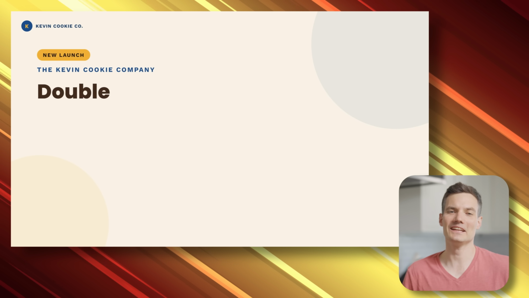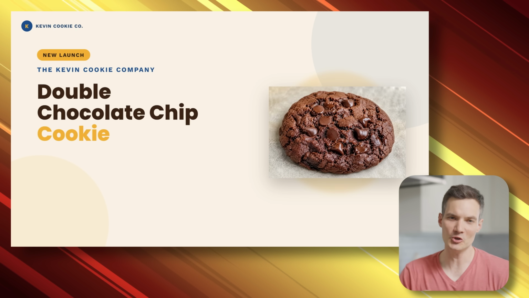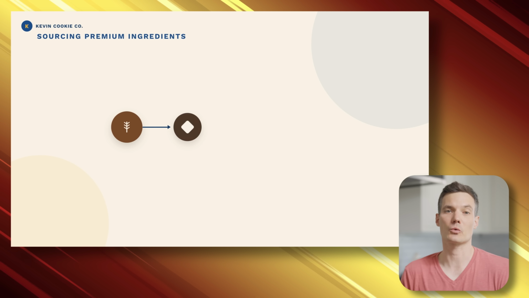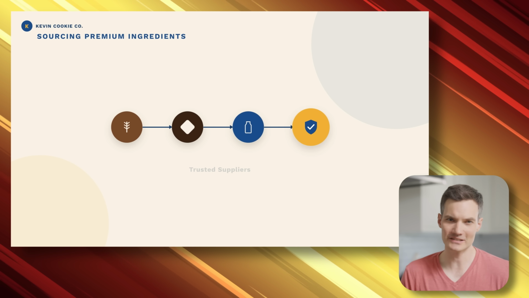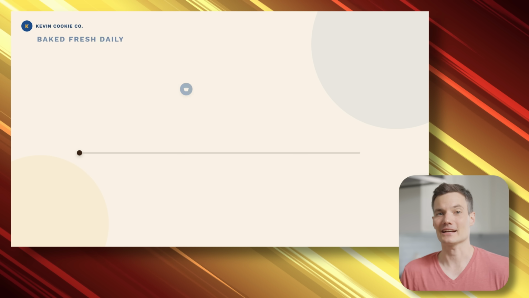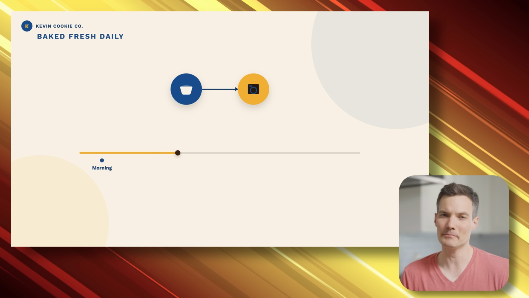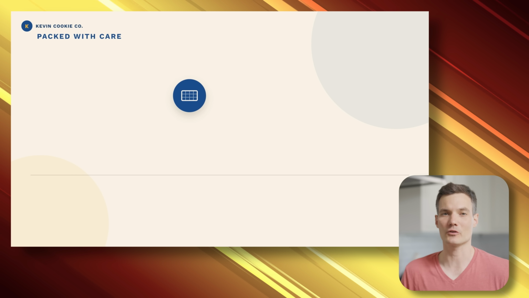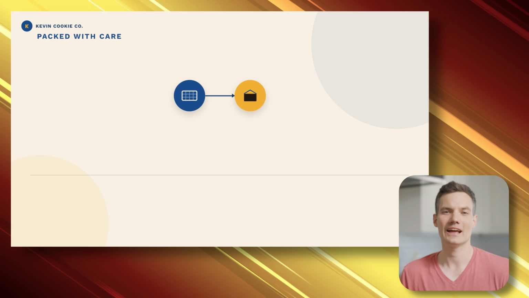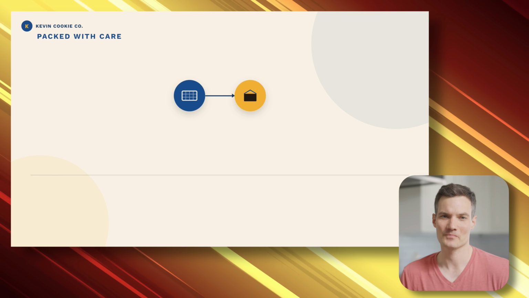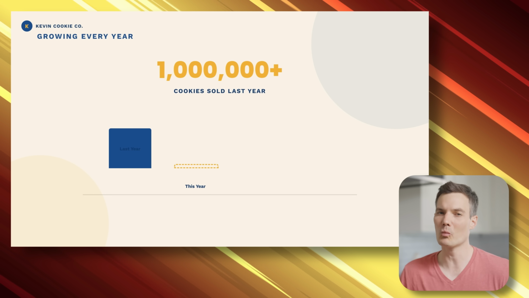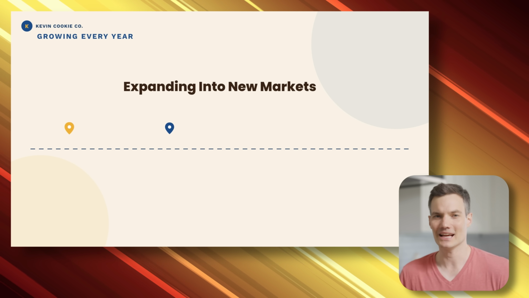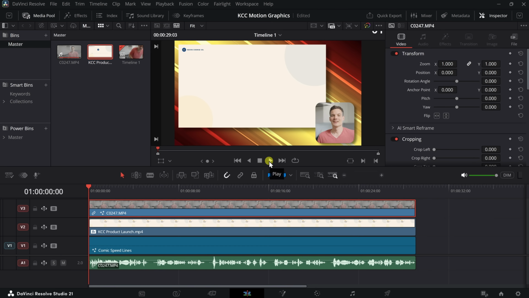Kevin Cookie Company is getting ready to launch our new double chocolate chip cookie. Before launch, we source premium ingredients from trusted suppliers. Next, our bakers mix the dough and bake each batch fresh throughout the day. Once the cookies have cooled, they're carefully packaged and shipped directly to customers. Last year, we sold over 1 million cookies, and this year, we're expecting even more growth as we expand into new markets. That is phenomenal.